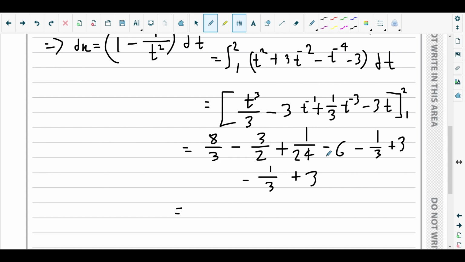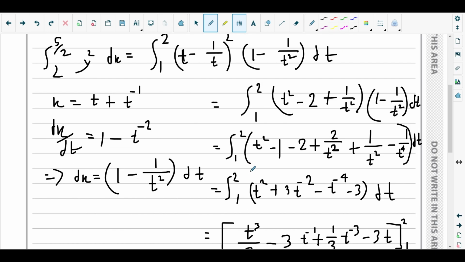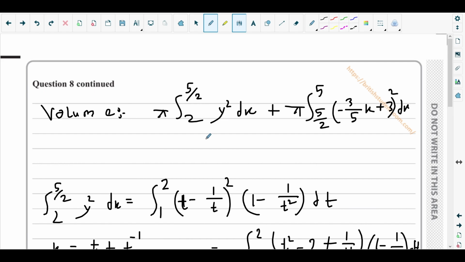8 over 3 minus 3 over 2 plus 1 over 24, negative 1/3, and then what's there? Negative 1/3 again, and that's it. So we'll get 13 over 24. That is 13 over 24. So we got the value for the integral, right? Integration of y squared dx. Now we need to integrate this part, right?